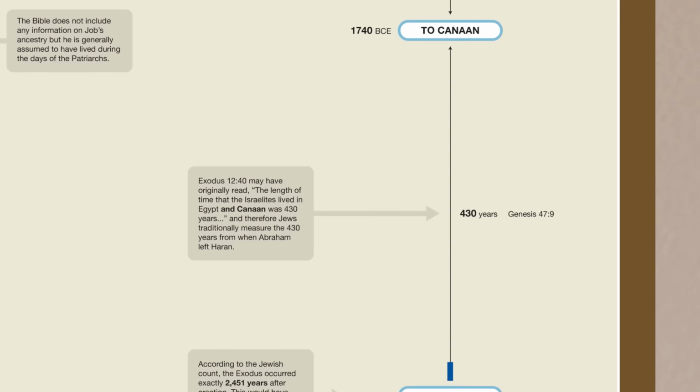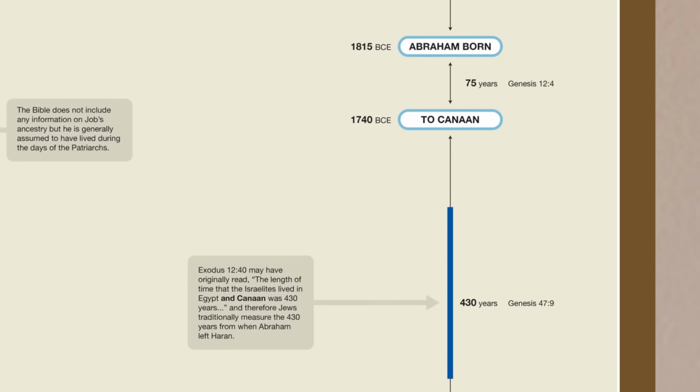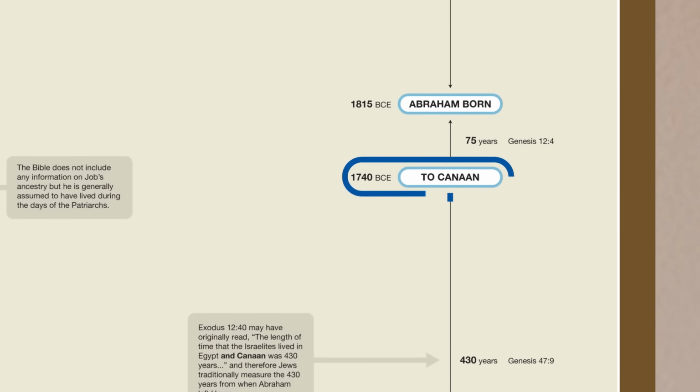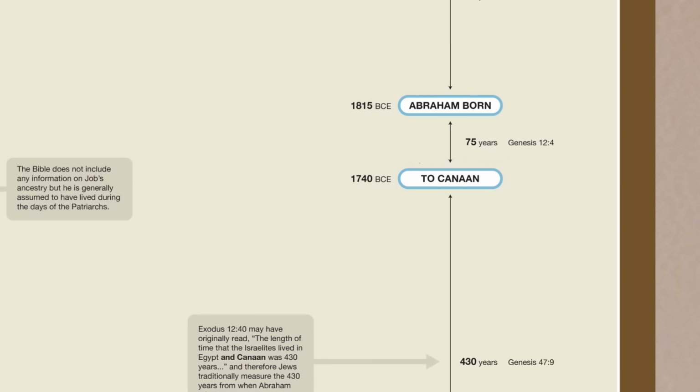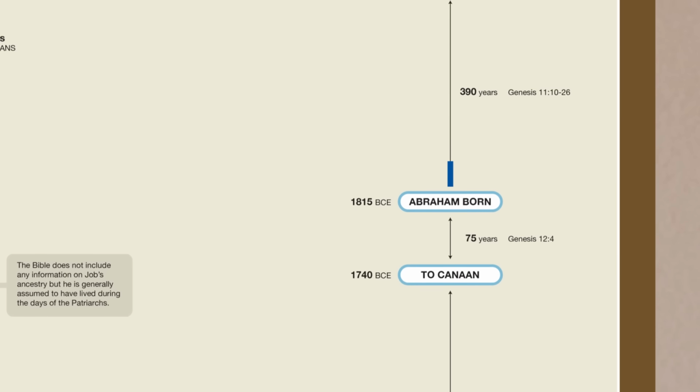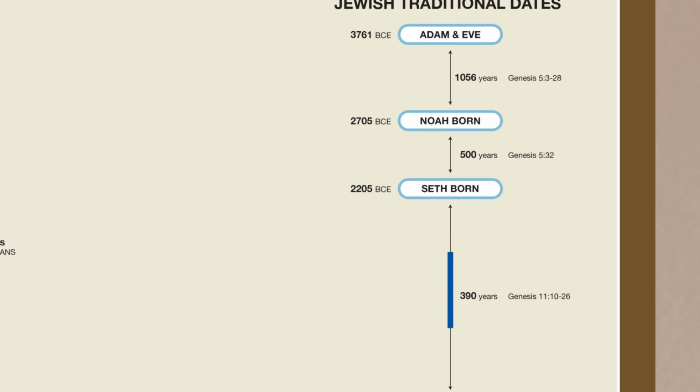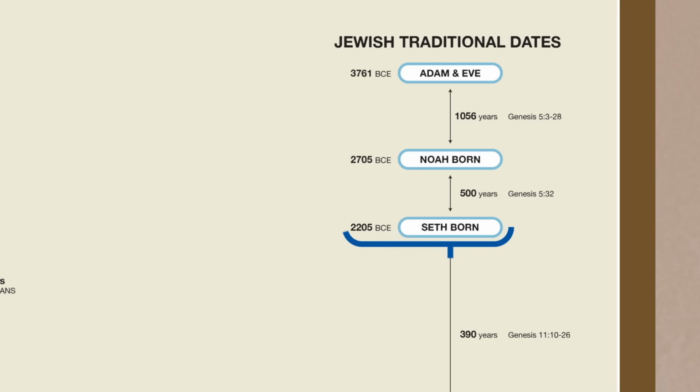This means that if we count back 430 years from the Exodus, we come to the year that Abraham went down to Canaan, rather than the year that Jacob went down to Egypt. This cuts a further 215 years off the timeline and puts the birth of Abraham at 1815 BCE. From here, we can use Genesis 5 and 11 to go back 390 years to the birth of Seth, another 500 years to go back to the birth of Noah, and an additional 1,056 years to reach the date of creation, which Jews traditionally place at 3761 BCE.